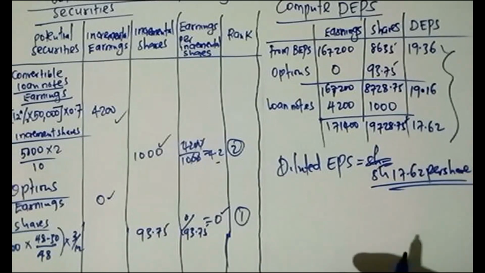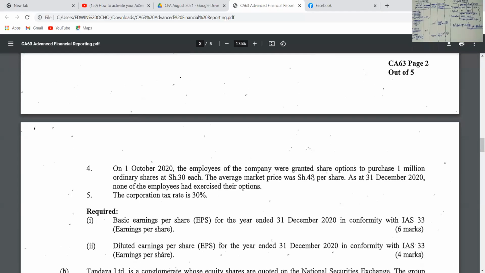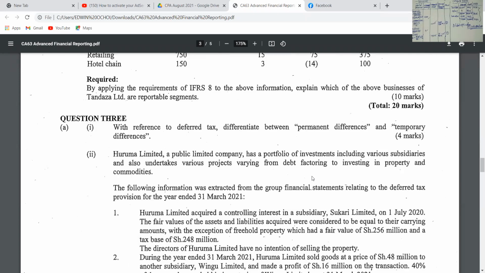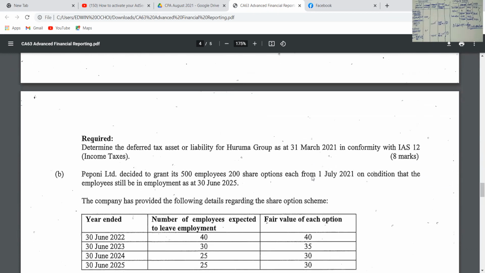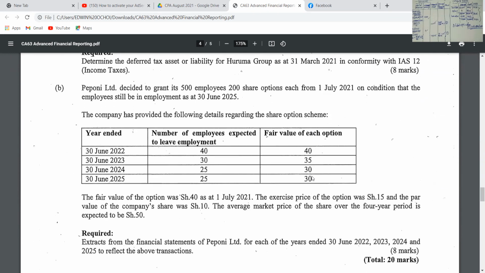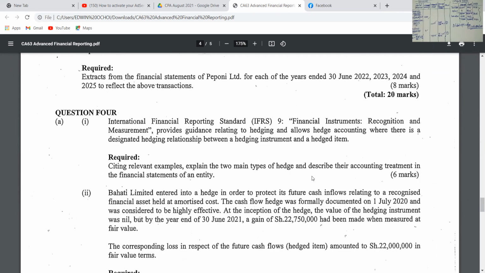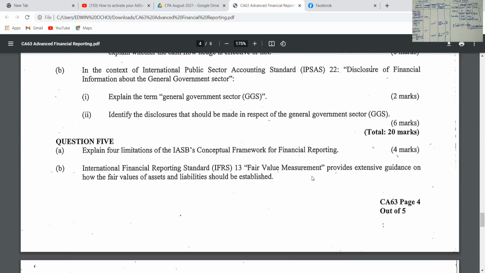So this is what was supposed to be done in the last sitting concerning this question number 2 for the earnings per share, according to International Accounting Standard 33. So this paper was a bit easy, because even the other questions, I can see right now, there was a question of segmental reporting, a question of deferred tax, and a question of share-based payment transactions. So these were all easy questions. For today, I have started with the question of earnings per share. In our next session, I will do the question of share-based payment transactions in the coming video.